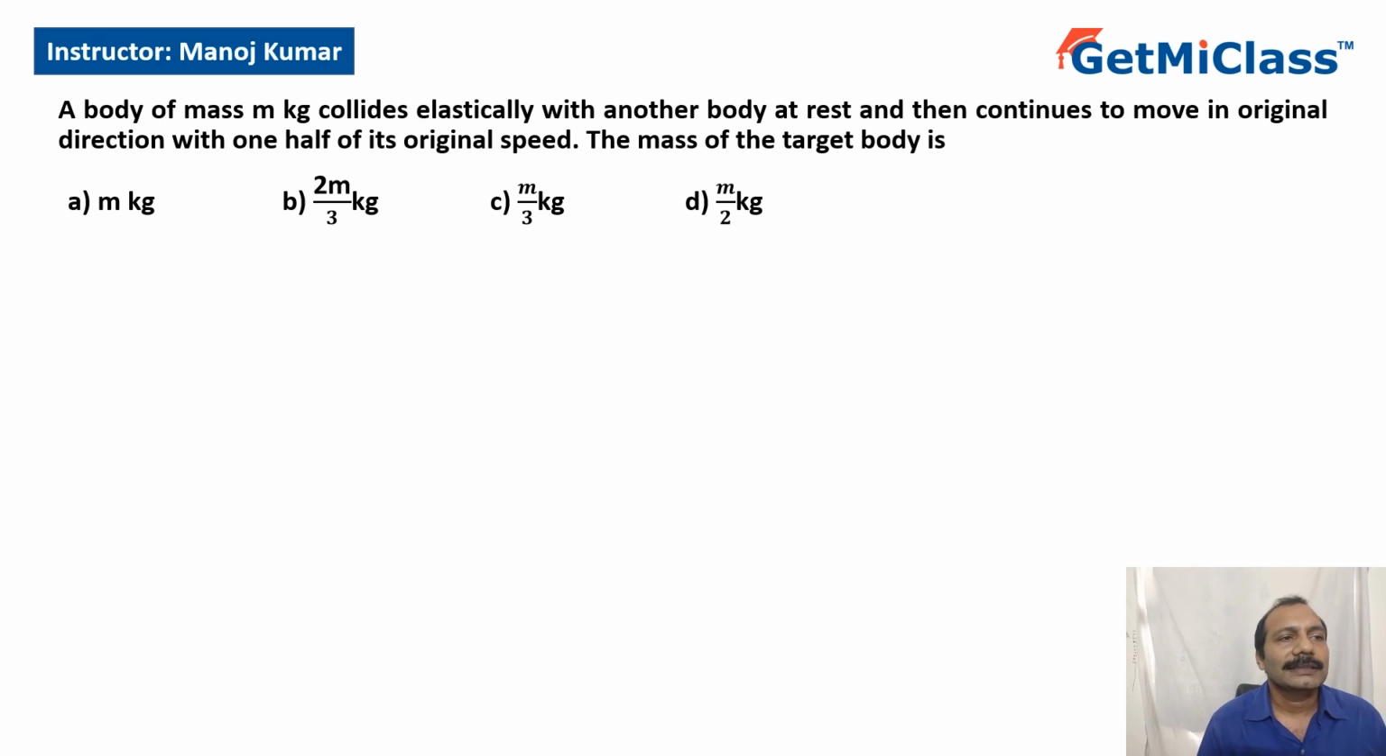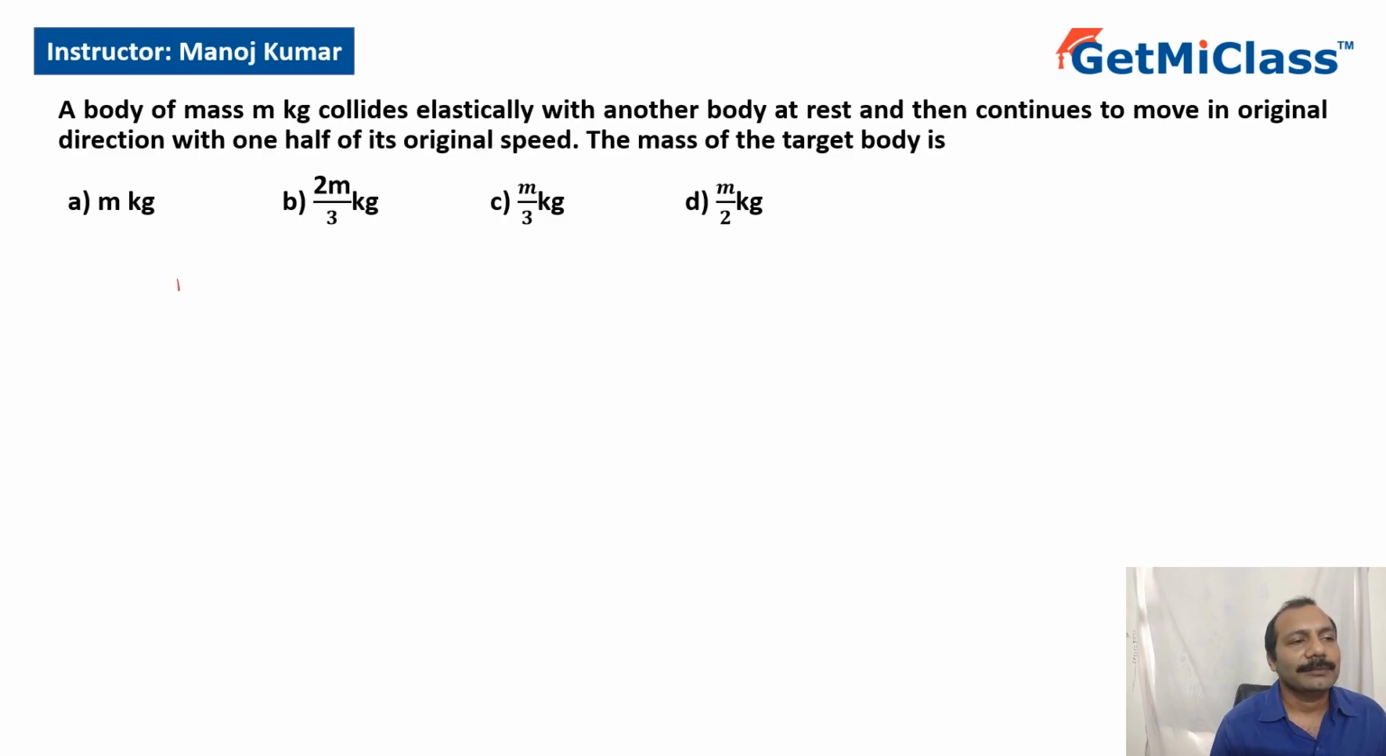This question says a body of mass m kg collides elastically with another body at rest and then continues to move in original direction with one half of its original speed. The mass of the target body is? So what is happening? I'll have a body of mass m kg collides.